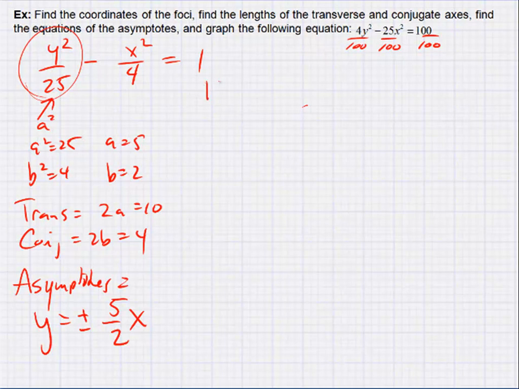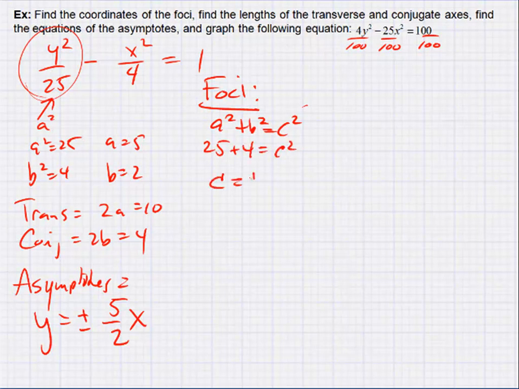My foci are going to be a squared plus b squared equals c squared. So in that case we're going to get 25 plus 4 equals c squared, so c equals plus or minus square root of 29.